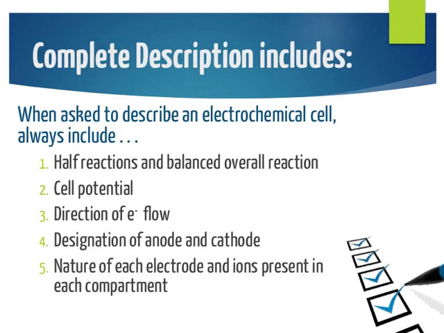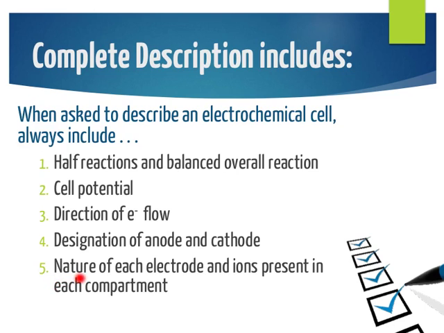If you are asked to give a complete description for an electrochemical cell, you have to always include these things. Always include the half reactions and the overall balanced reaction. Include the overall cell potential, which means you have to use that table, add up the numbers, and find the cell potential. You always include the direction of the electron flow to indicate which one is being oxidized and which one is being reduced. And you designate the anode and cathode compartment. So whichever one is losing electrons will be the anode. Whichever one is gaining electrons will be the cathode.